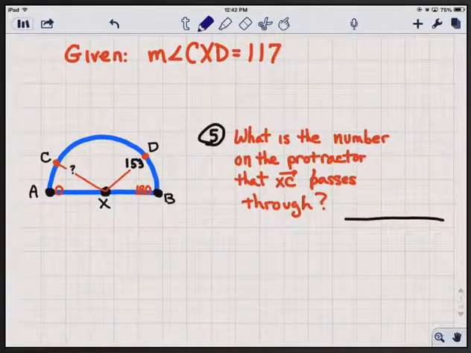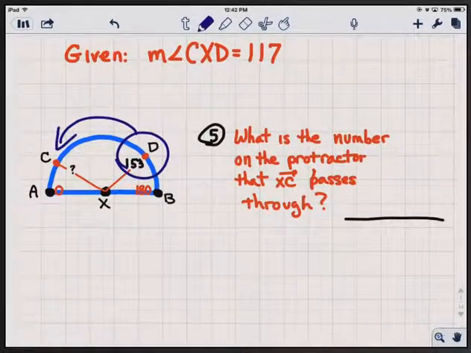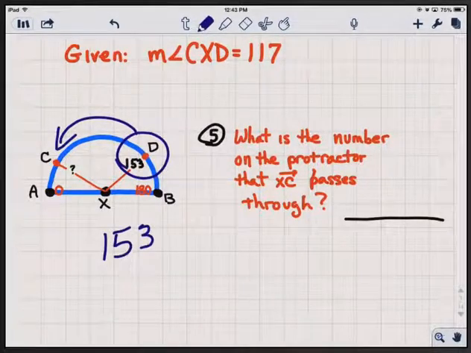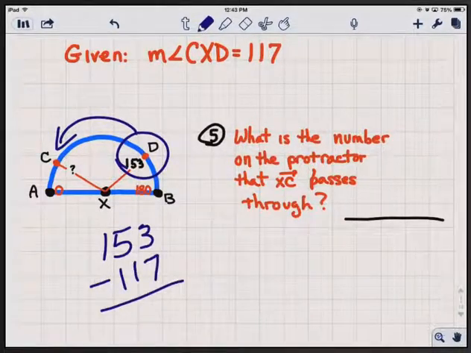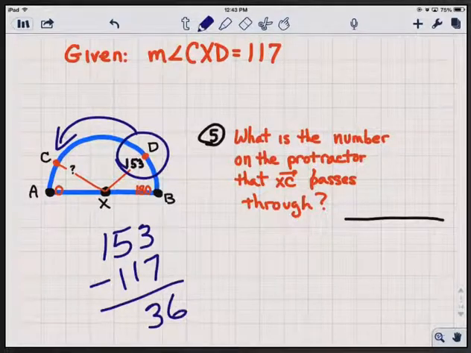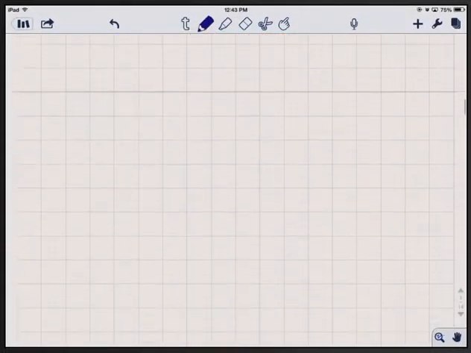Moving on, same type of problem, except now we're starting at the larger number and working our way back towards 0, so working our way towards smaller numbers. If you start at 153 and you subtract 117, you get an answer of 36. So 36 is that answer, and again you can check your answer by subtracting 153 minus 36, which equals 117. Next question.